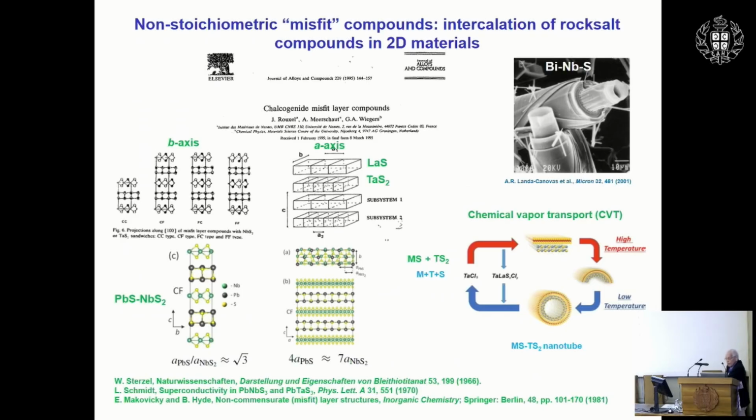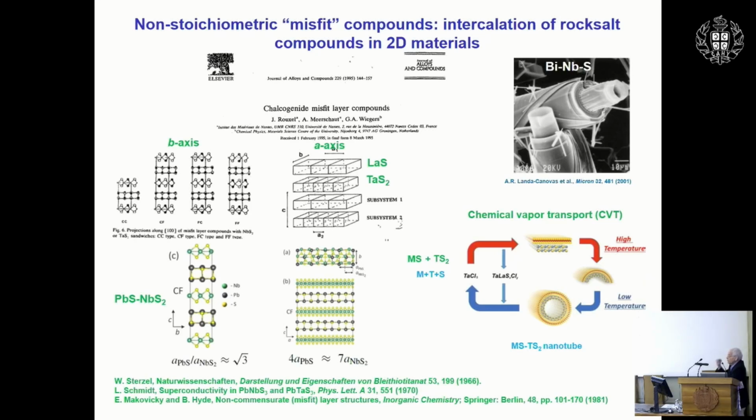go to the other part of my talk, and these are the misfit nanotubes. So what are the misfit nanotubes? The misfit compounds have been known for many years, 60 or even 70 years. The structure was elucidated about 45 years ago by Makovitsky and Hyde. And basically, these are non-stoichiometric layered structures.